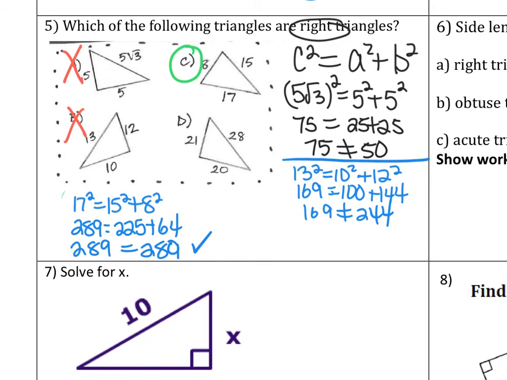All right, so we tried C. When we first looked at C, we said, hey, that doesn't look like a right triangle. But most of these aren't drawn to scale, so we have to do the algebra to prove it. So the biggest number between the three is 17. So we do 17 squared is equal to 15 squared plus 8 squared. 289 is definitely equal to 289. So the correct answer is C.